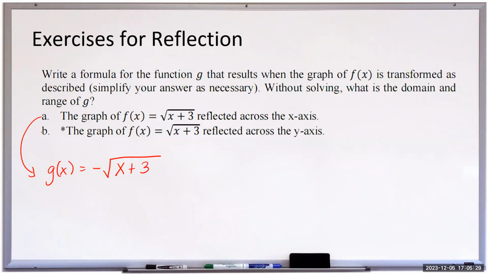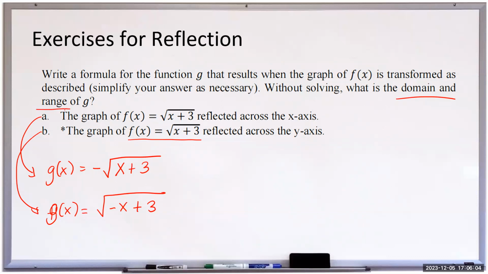And for the second item, this is your parent function still, but we want to reflect that across the y-axis. So our g of x rather would be yung x gagawin nating negative x. So that is square root of negative x plus 3. Okay? So we are done with the first part of the problem. Now, what are we going to do to get the domain and range?